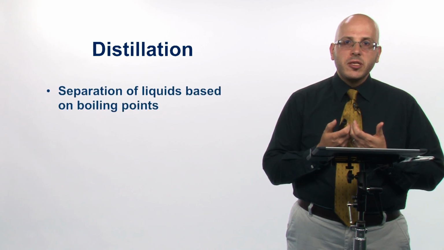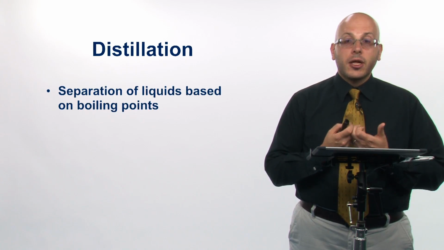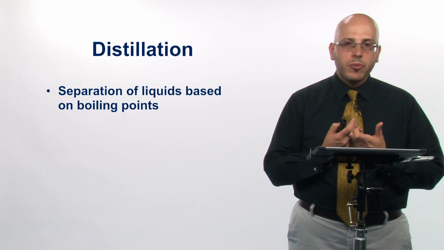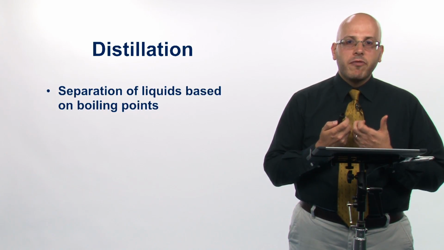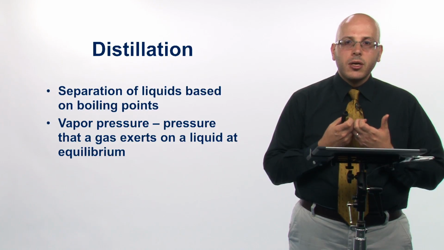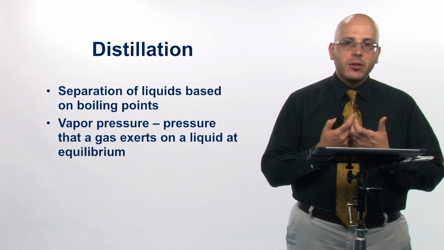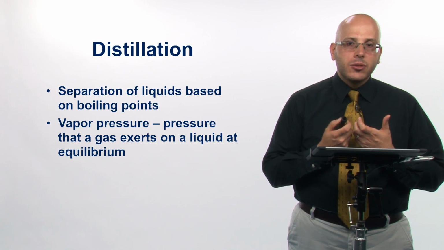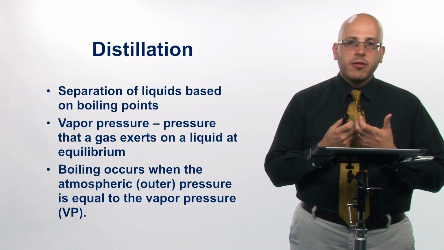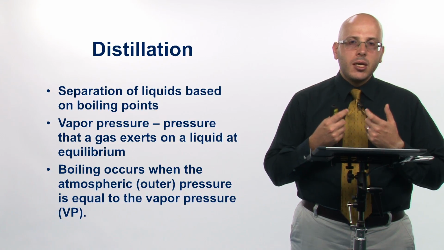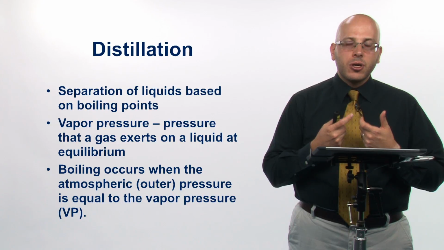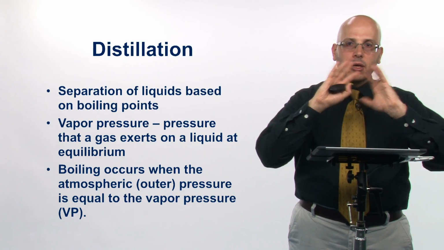Another commonly used technique is something called distillation. Distillation involves separating liquids rather than solids, like we did before, based on boiling points rather than solubilities. Okay, and so to separate things based on their boiling points, I have to worry about something called vapor pressure. Okay, and so vapor pressure is nothing more than the pressure that a gas is exerting on a liquid when we're at equilibrium. And when something is boiling, that means that the vapor pressure of the substance is equal to the atmospheric pressure on the outside, okay, like over here.